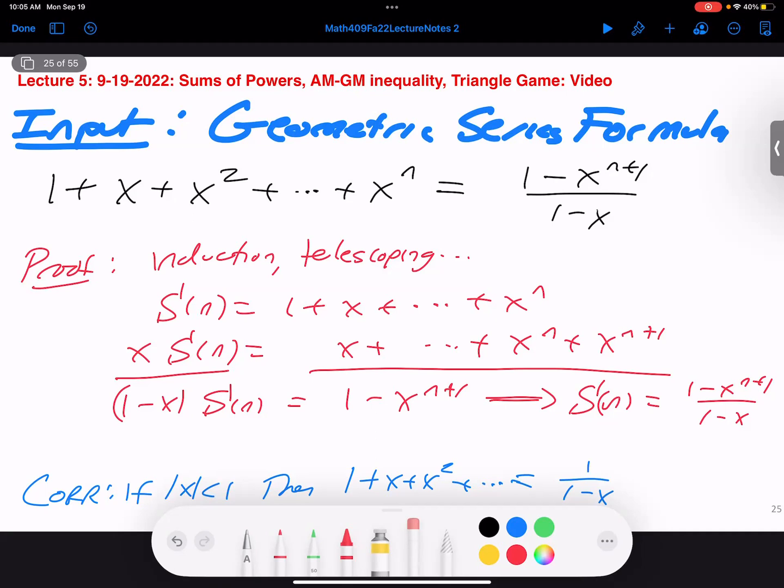So when we subtract, x minus x is 0, x squared minus x squared is 0, x to the n minus x to the n is 0, and we're left with just 1 minus x to the n plus 1. On the left-hand side, we get Sn minus x Sn. We can pull out the Sn and we just get 1 minus x. And so we now have a formula for a finite geometric sum.